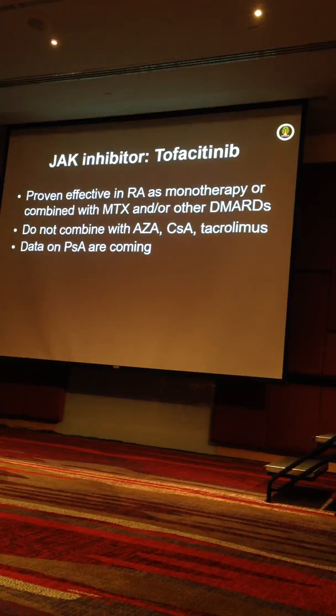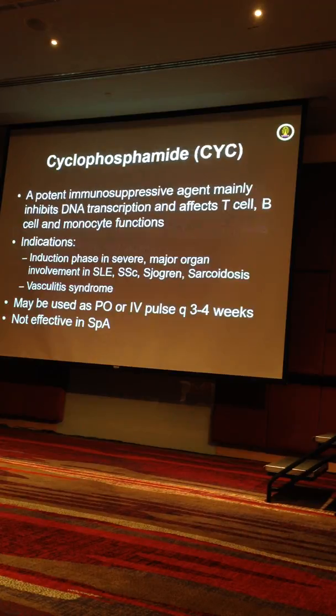The targeted synthetic DMARDs, the new one, is the JAK1 and JAK3 inhibitor, tofacitinib. It is proven effective in rheumatoid arthritis as a monotherapy, or it can be combined with methotrexate or other DMARDs. And don't forget, do not give it together with azathioprine, cyclosporin, or tacrolimus, because it will enhance the toxicity, especially myelosuppression. And the data in psoriatic arthritis are coming.